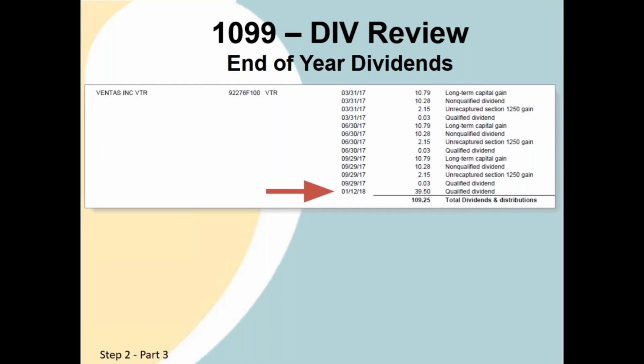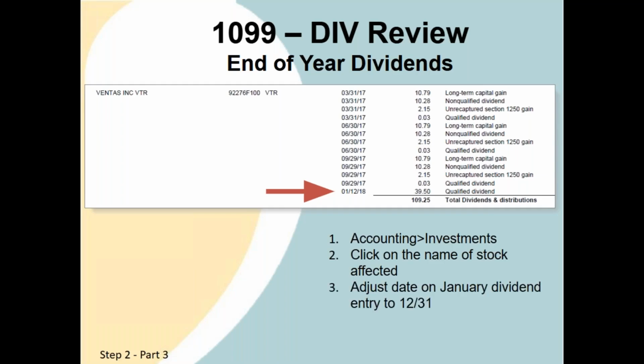When this happens, you won't see the dividend listed at all at first on the bivio 1099 DIV review form, and your dividend totals for the affected stock probably won't agree with what your broker shows. To correct this, you'll need to adjust the date on the January dividend entry in bivio by doing this. Leave the tax program and go to Accounting Investments. Click on the name of the stock paying the dividend. Select Edit next to the entry affected and change the date on it to 12/31 of the reportable tax year.